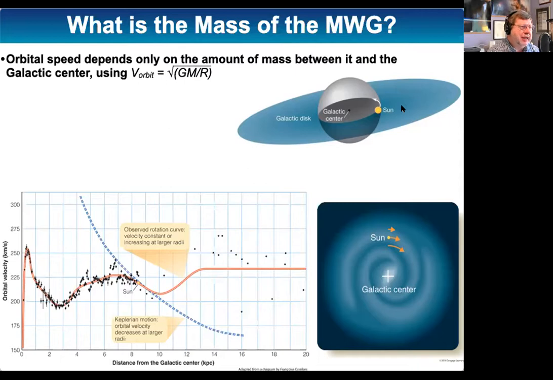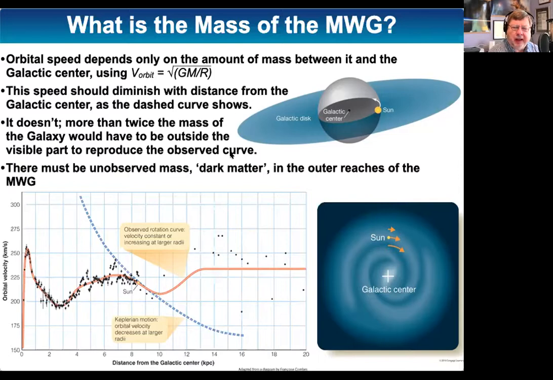There was more mass in the disk than you can account for by counting the stars and also counting all the gas and dust you saw. So there had to be more mass than you could see, and hence the term dark matter. There had to be matter that was affecting these stars gravitationally, and you couldn't see it.